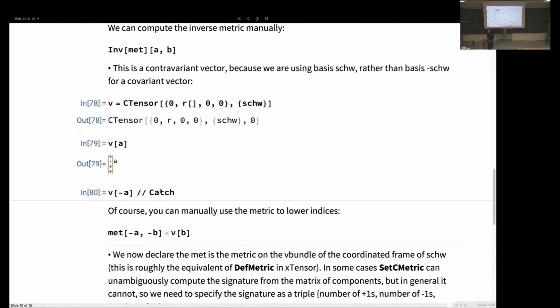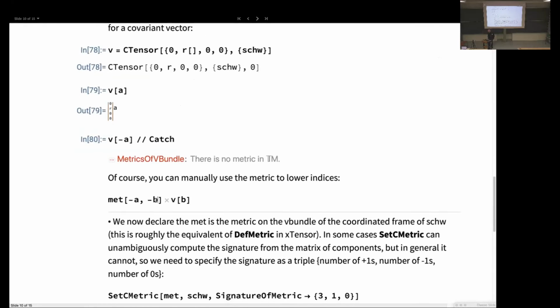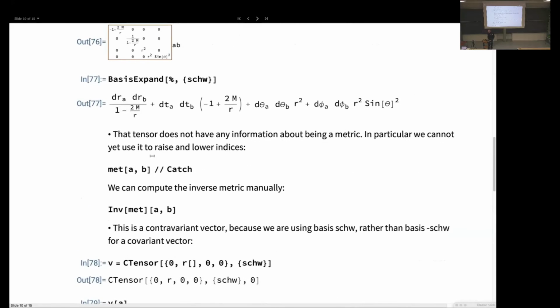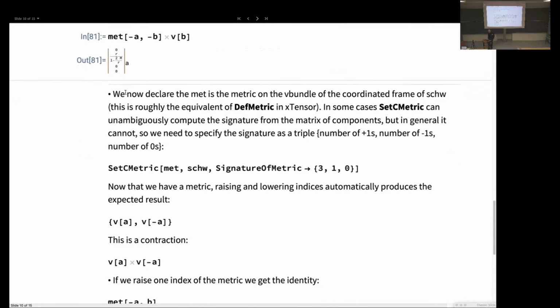And for example, if I try to lower the index, it complains. That's because I don't have a metric yet defined in the system. I can do the computation manually, but we created this object met, right? But we didn't tell the system that met is the metric. I just called it met. How do we tell the system that this is a metric?